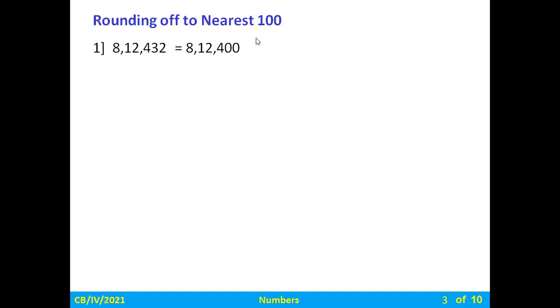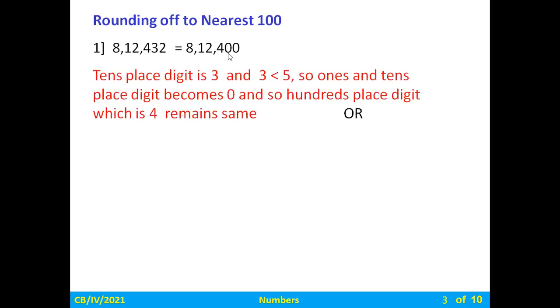Now you can see the tens place and ones place are zero, because in 100 we always get two zeros. You can see here the tens place digit is smaller than 5, so the hundreds place digit has remained unchanged and the tens and ones places have become 0. So the rounding off is in this manner. If the next place value is smaller or greater than 5, that affects the particular hundreds place or tens place or thousands place digit.